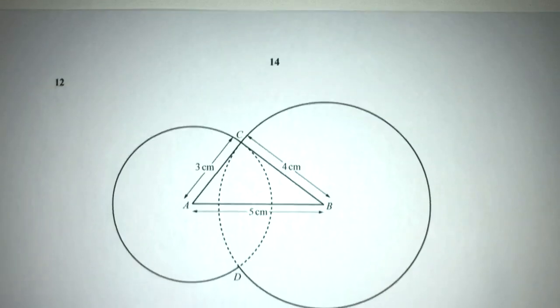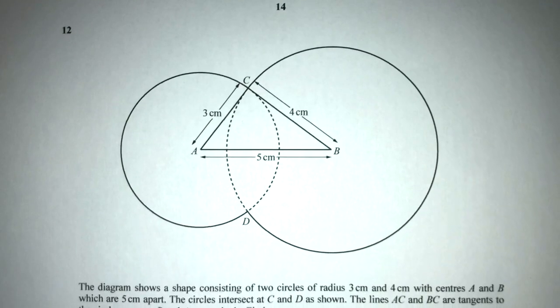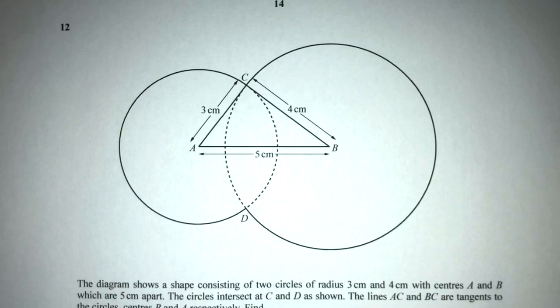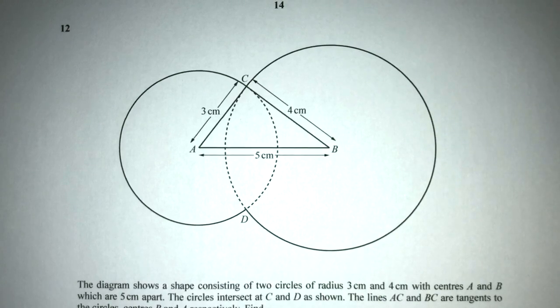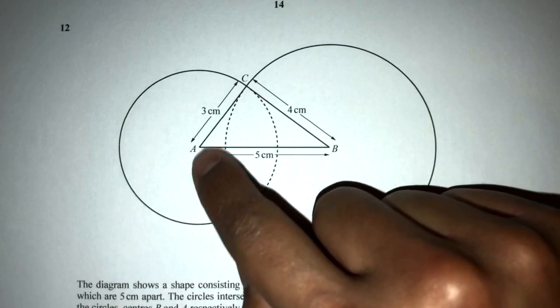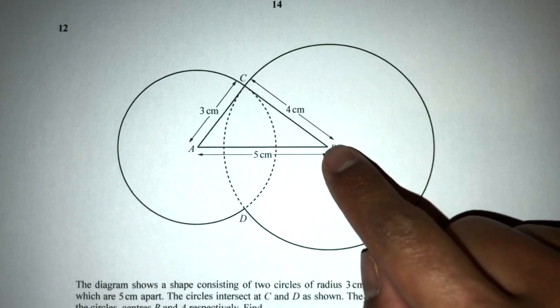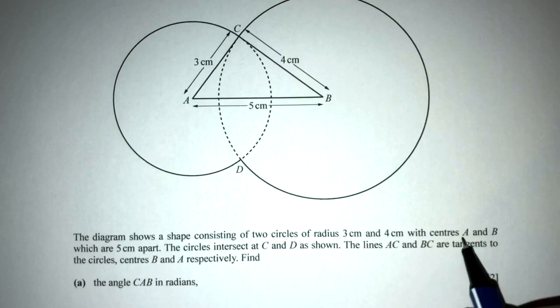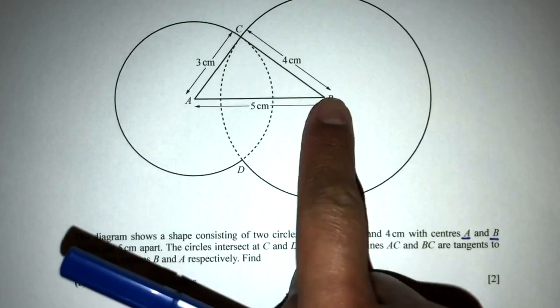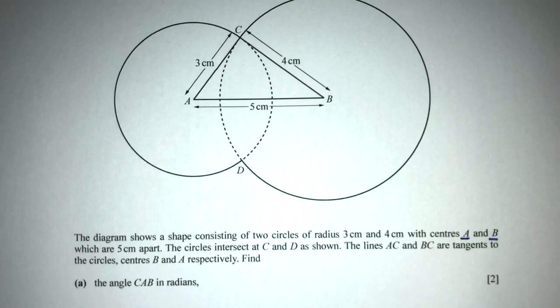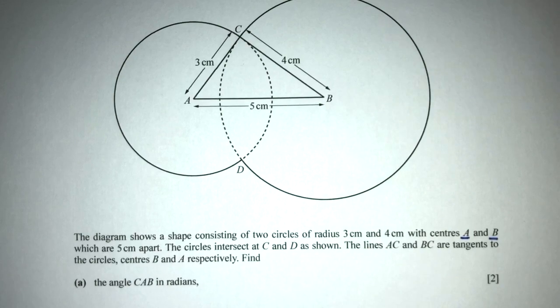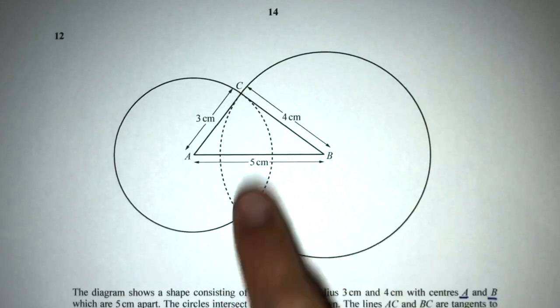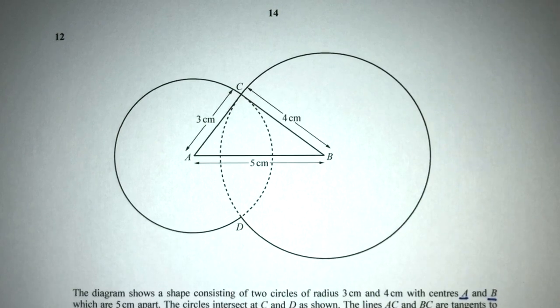Okay, so now let's move on to question number 12. The diagram shows a shape consisting of two circles of radius 3 and 4. So this is the first circle, radius 3. This is the other one, radius 4. Now we have centers A and B, as seen here, which are 5 centimeters apart. Good to know. Now the circles intersect at C and D as shown here. So we have C and D as the points of intersection.